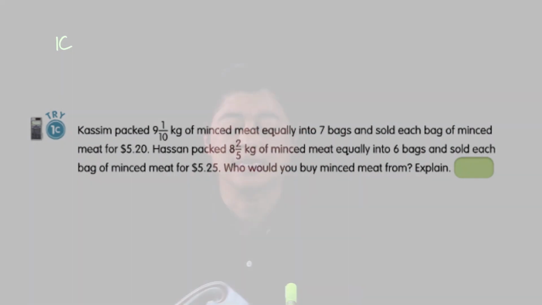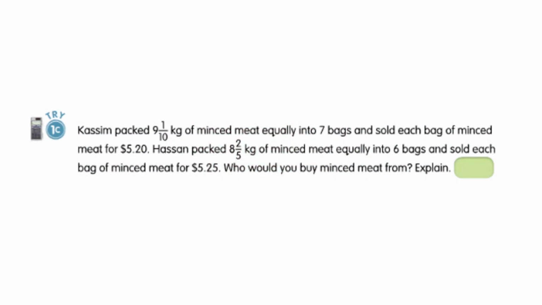Here it says, Kasim packed 9 1/10 kilograms of minced meat equally into 7 bags and sold each bag of minced meat for $5.20. Then Hassan packed 8 2/5 kilograms of minced meat equally into 6 bags and sold each bag of minced meat for $5.25. The question is, who would you buy the meat from?